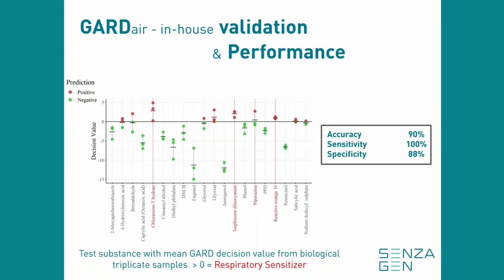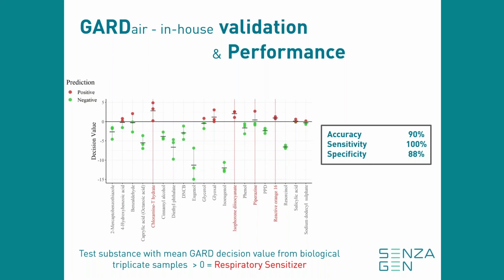So this is to show you the first 20 compounds that we tested blindly in this assay. So among these 20 compounds that we tested in this signature, we had an accuracy of 90% and a sensitivity of 100%. So this essentially means that we were able to identify all of the respiratory sensitizers in this assay.